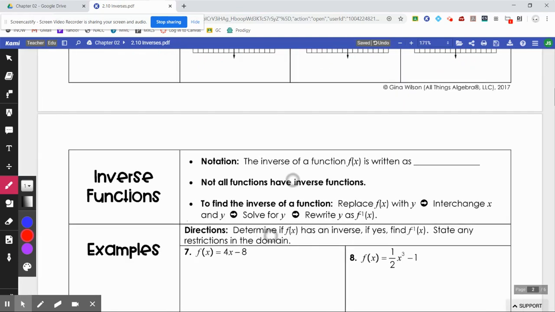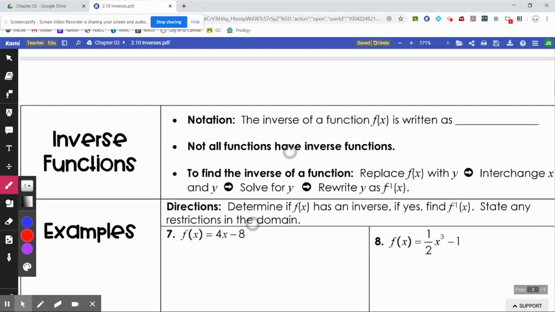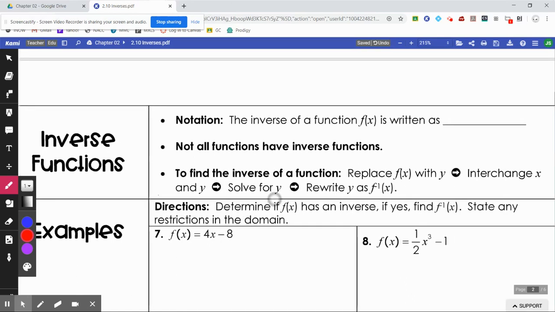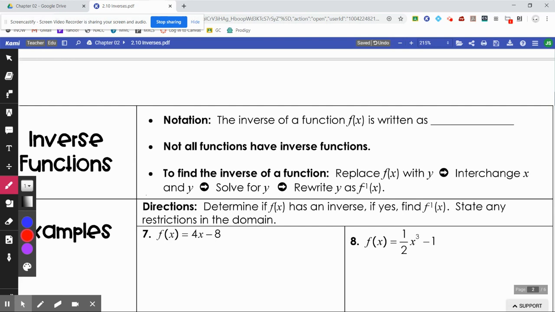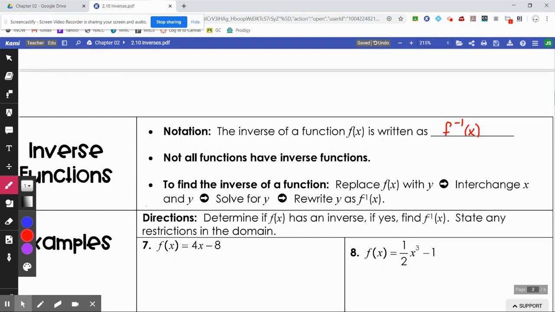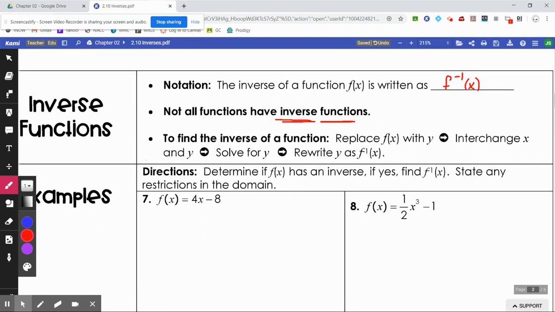Okay, notation. Inverse functions. We've already talked about the notation for inverse relations. However, the inverse of a function is written as f inverse of x. So if you have a function that is invertible, the inverse of that function would again be written as f inverse x. That does not mean f to the negative 1 power. Not all functions have inverses. Not all functions are invertible.